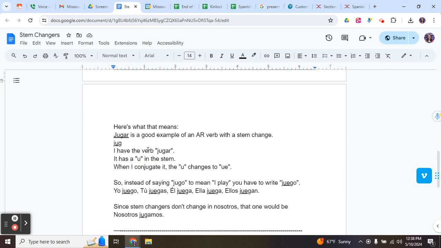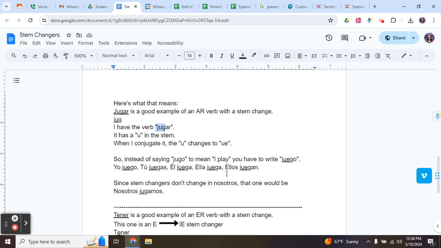So I have the verb jugar. It has a U in the stem. See, here's the stem right there. When I conjugate it, the U will change to UE. So instead of saying jugo to mean I play, and actually that means something else, so it doesn't even mean I play, you would have to write juego.